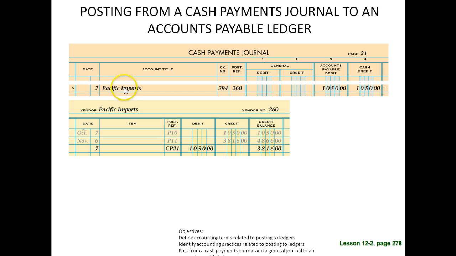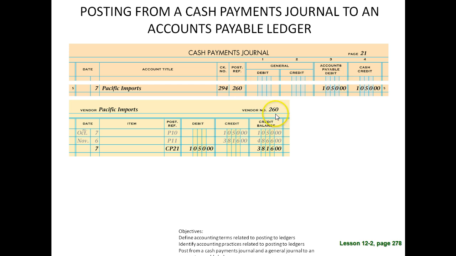In particular, we owed Pacific Imports some money. So on the 7th of November, and the only reason I know it's November is because I looked down here, on the 7th of November, we wrote check number 294 to Pacific Imports for $1,050. So we reduced our cash because we wrote a check. We reduced the amount of money we owe somebody, which was a debit to accounts payable.